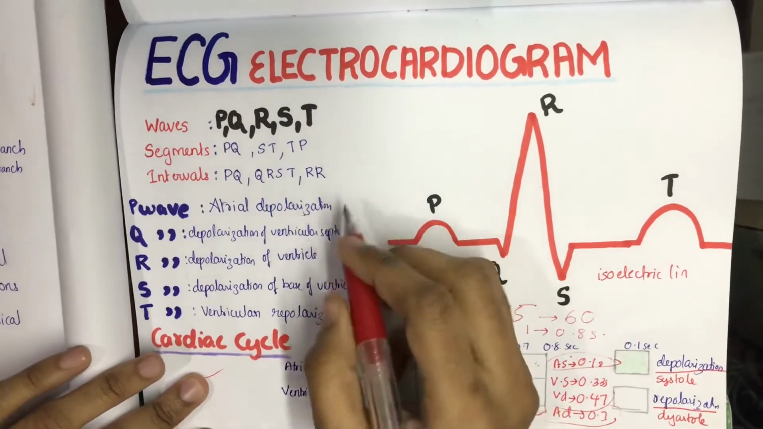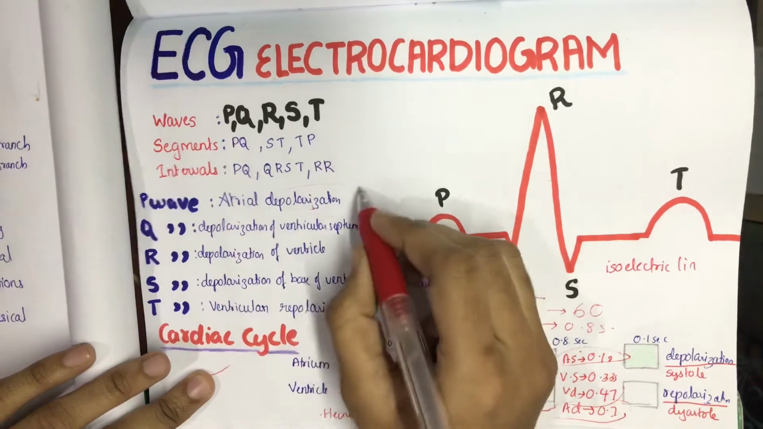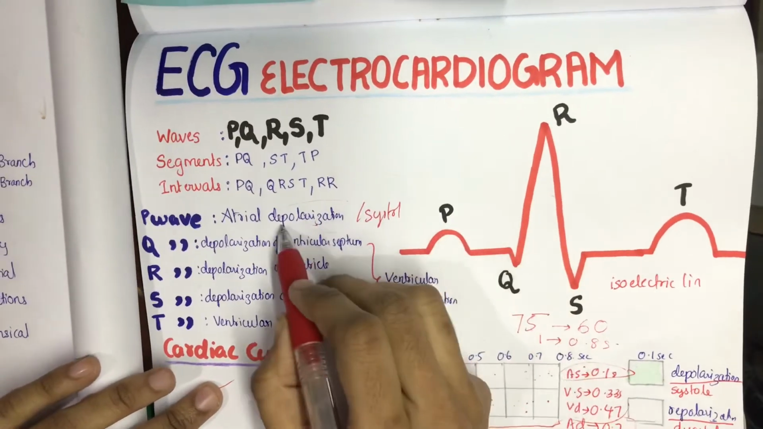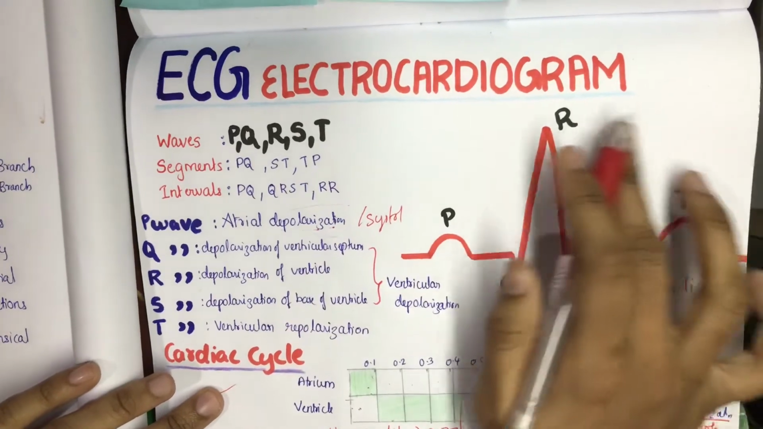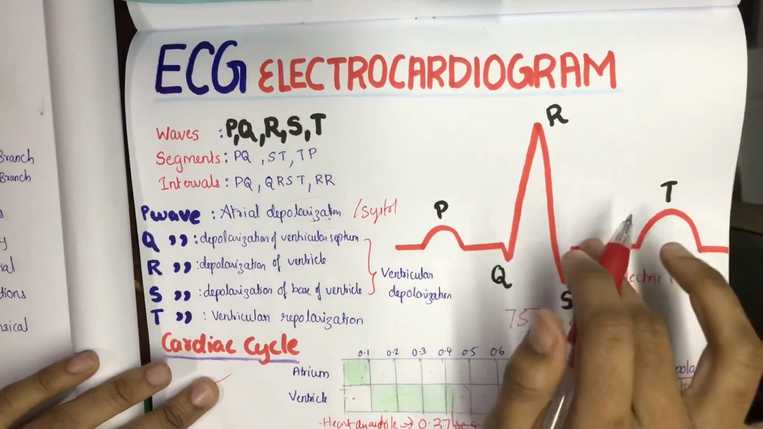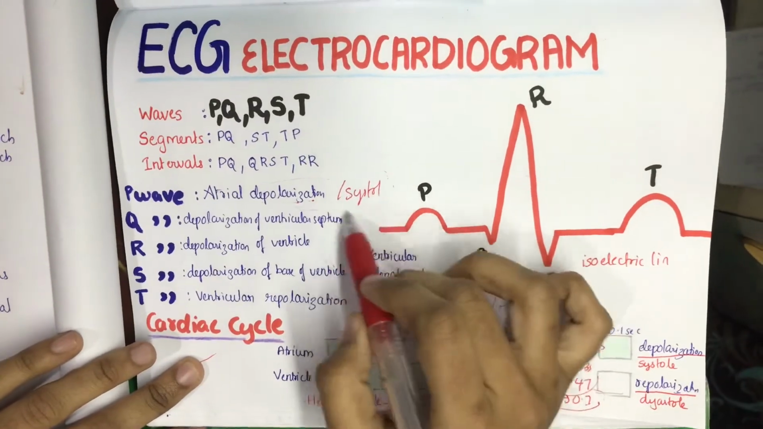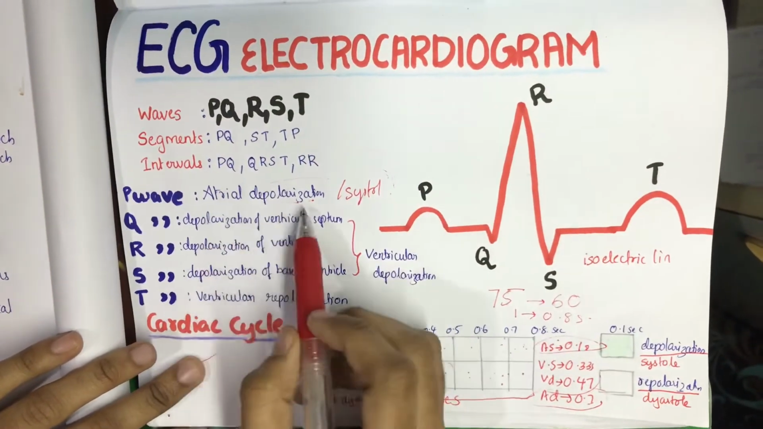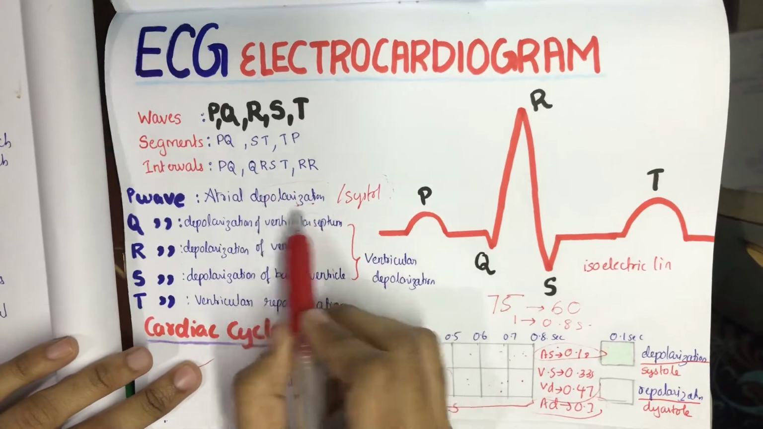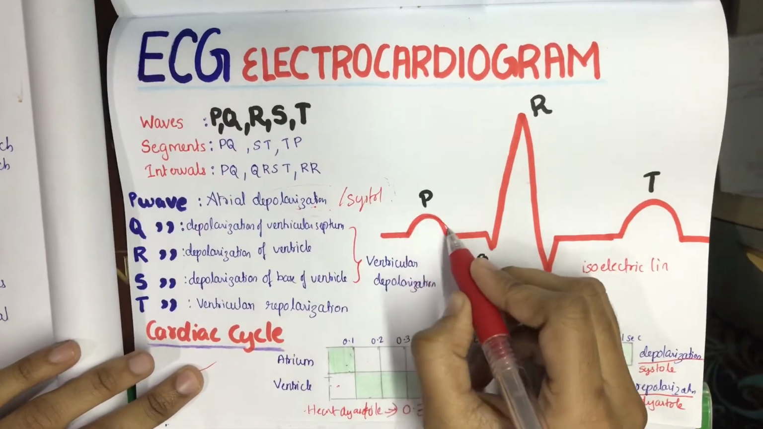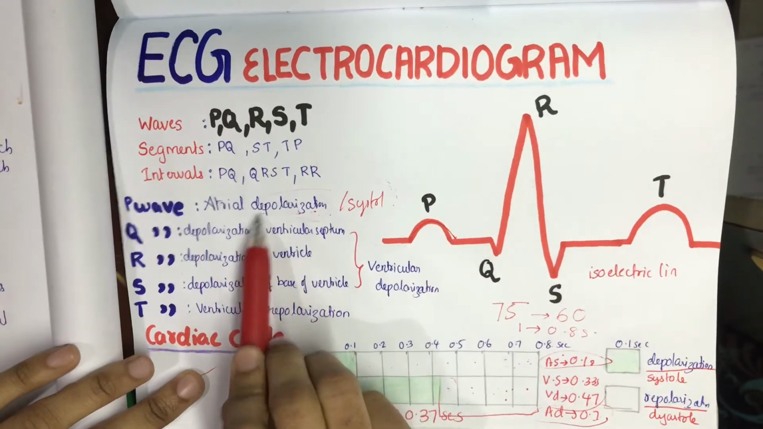Why is it depolarization, not systole? I am telling depolarization, not contraction. Why am I using depolarization? Because this ECG shows the electrical activity, not the mechanical activity. That is the work of the muscle, but we are going to talk about the electrical activity. So it is depolarization or otherwise repolarization. Here the P wave implies the atrial depolarization.